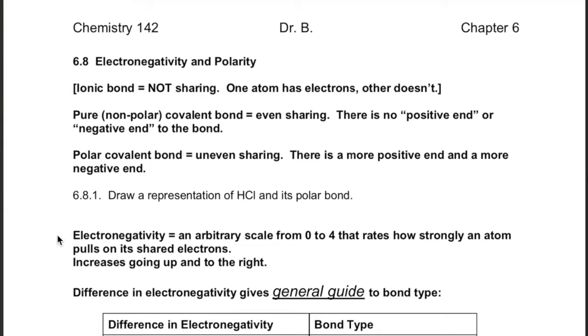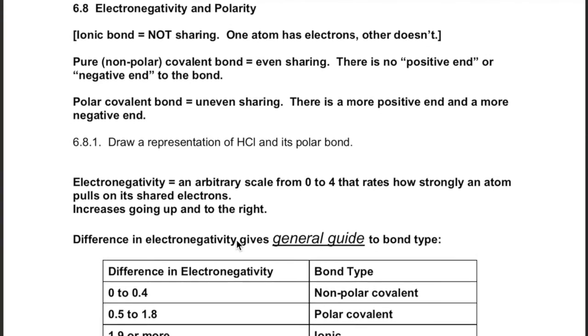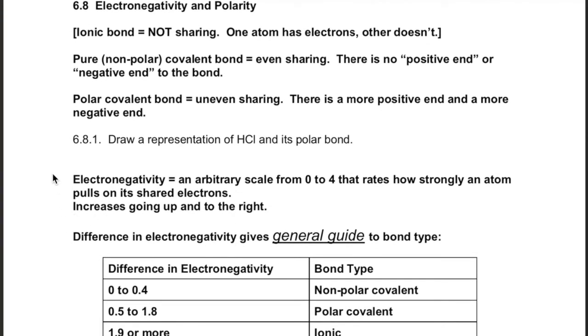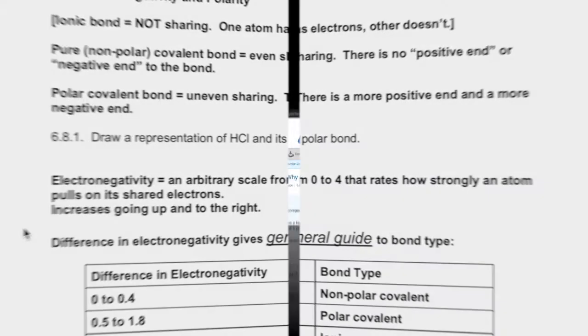So this is expressed as a property called electronegativity, an arbitrary scale that a scientist, Linus Pauling, invented. He just ranked these elements from 0 to 4 and rated how strongly they pulled on shared electrons. And electronegativity increases going up and to the right of the periodic table. I'll show you that in your Chem Libre text.